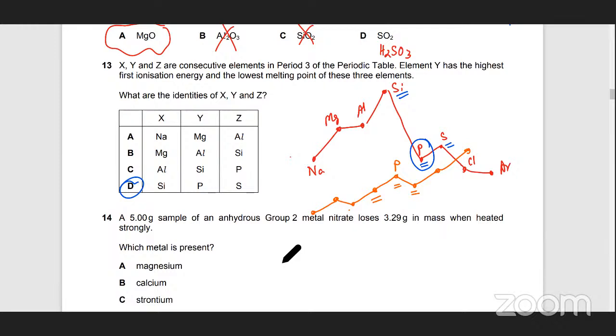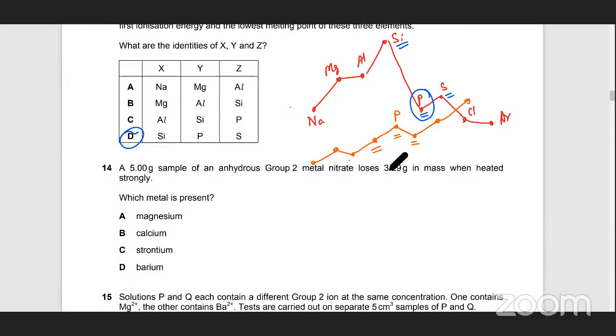Now, next is a 5-gram sample of group 2 nitrate that loses 3.29 grams in mass when heated strongly. Now, there are two ways of doing this question. One is the trial and error method, where you can pick magnesium. So there's a nitrate, right? What you could do is check one by one. Okay, for which metal is the statement true? You can pick magnesium, and you can figure out that it decomposes to form MgO plus 2NO2 plus O2.